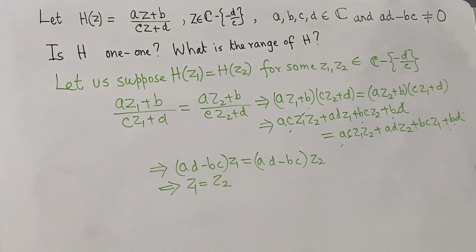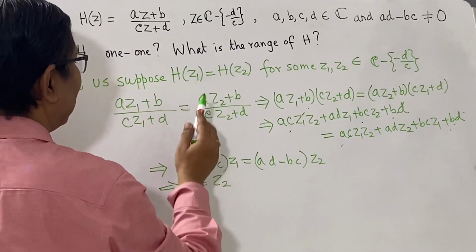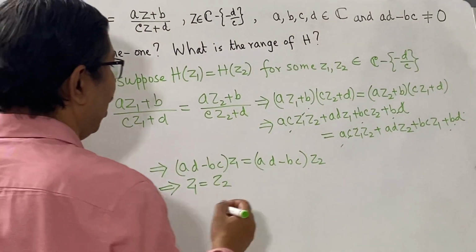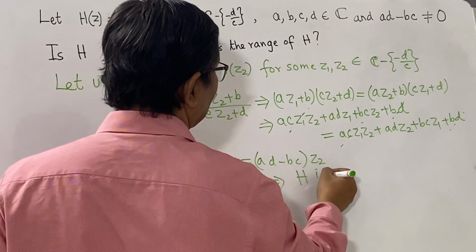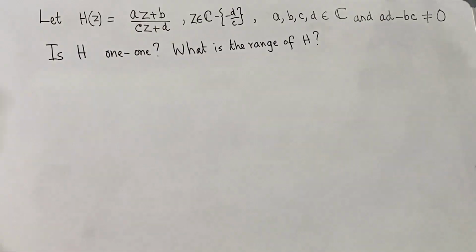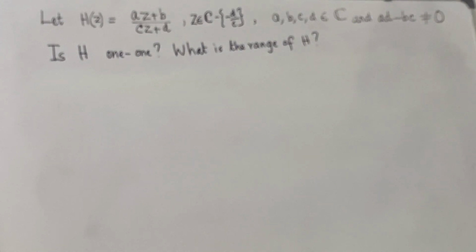So whenever h(z1) is equal to h(z2), we get z1 is equal to z2, and therefore we can say that h is 1-1. So this mapping h is 1-1. Now we have to find the range of h.